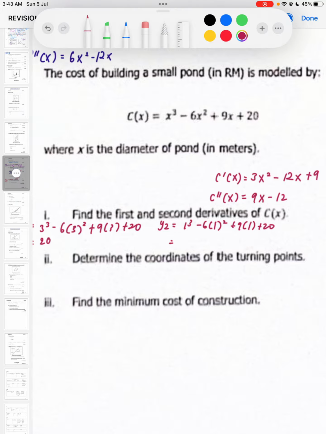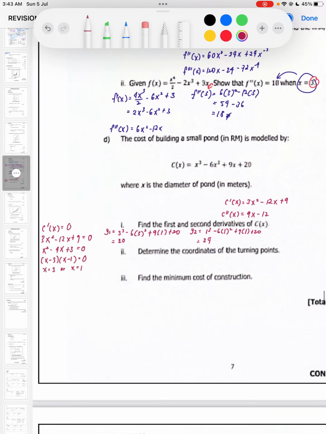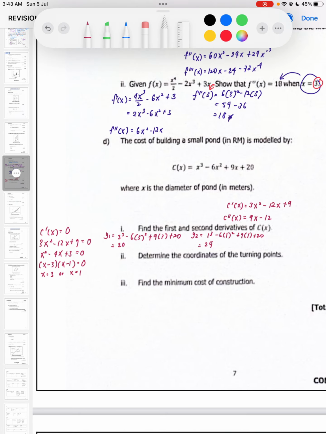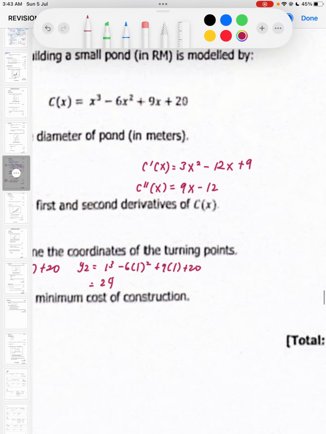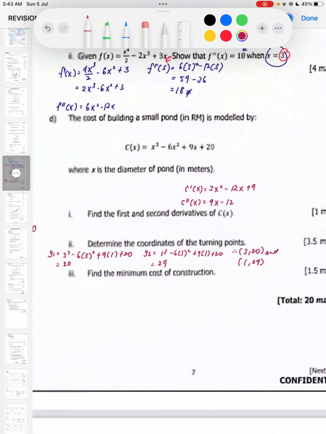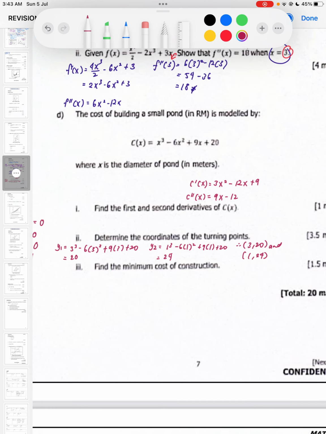Okay, so let's plug that in. Now it's 24. Yeah. So the answer here, oh wait, I wrote it in the wrong place. Here. So the answer here would be when x equals 3, it is 20. And when x equals 1, it is 24. Okay, so find the minimum cost of the construction.